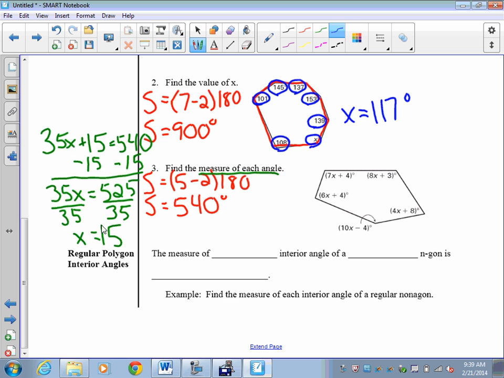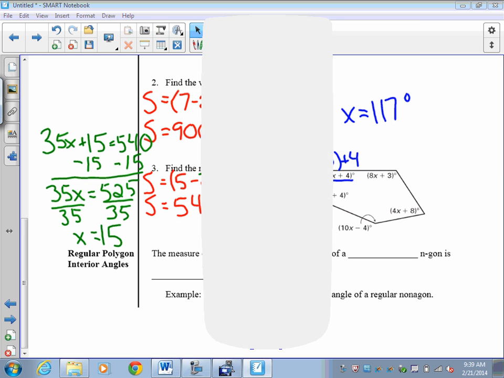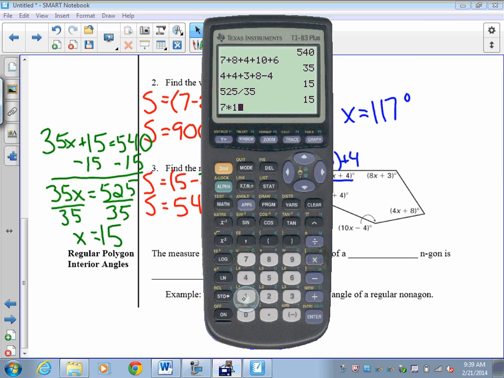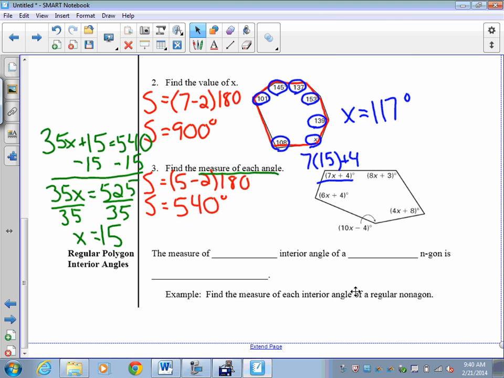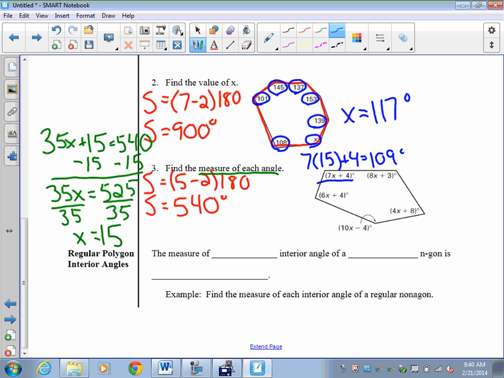I'm going to find this one here. So all I would do is 7 times 15 plus 4. I'm just substituting x. So I see that that's 109. So this top angle here is equal to 109 degrees. I want you to solve these other four angles just by plugging in the number 15.